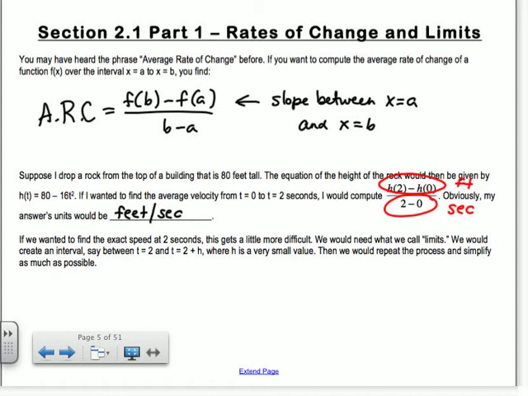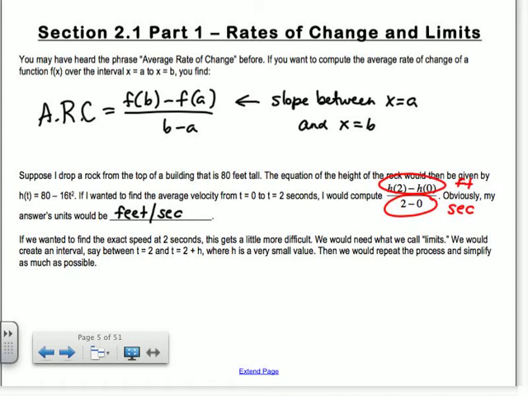But here's the hard part. What if you wanted to find the exact speed at 2 seconds? That's a little bit harder. You need what we call limits. Basically, you need to create an interval, from 2 seconds to a little tiny bit more than 2. So 2 plus h, where h is very, very small. Then you repeat the process. So you would do, okay, between 2 and 2.1 seconds, 2 and 2.01, 2 and 2.001, and you just keep getting smaller and smaller. And then you'll see that the velocity goes towards a certain value.